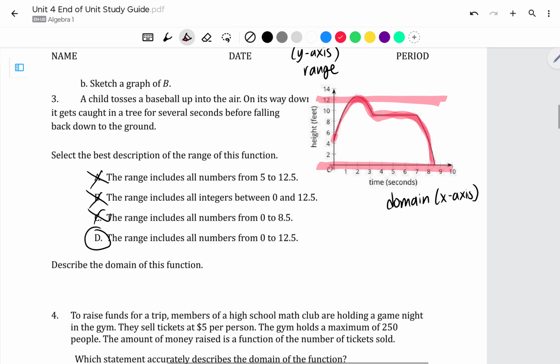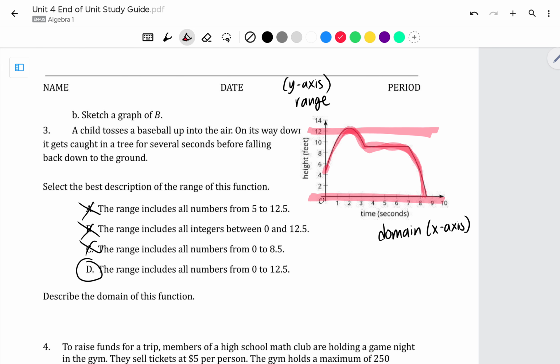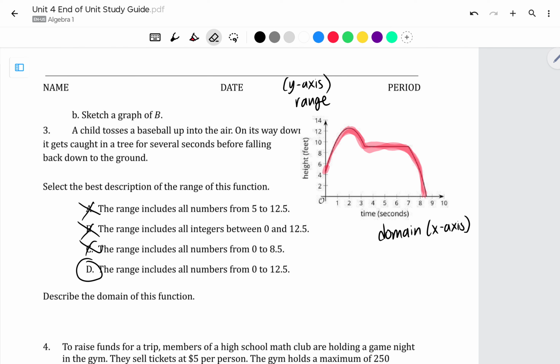Okay. Describe the domain of this function. What about the domain? Domain is the x-axis. So I'm kind of looking at it from here all the way to here. So the domain would be something like all numbers from 0 to, let's just assume that that's like 8.5, right? 8.5. That's it.